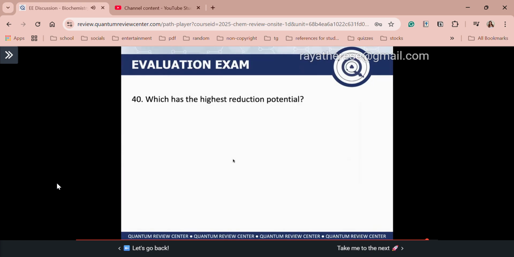Alright, so going back, here is our 40th item. We're now in our half. Midway na tayo ng ating evaluation exam discussion. Which has the highest reduction potential? So A, NADH, B, complex 1, C, complex 2, and D, oxygen.